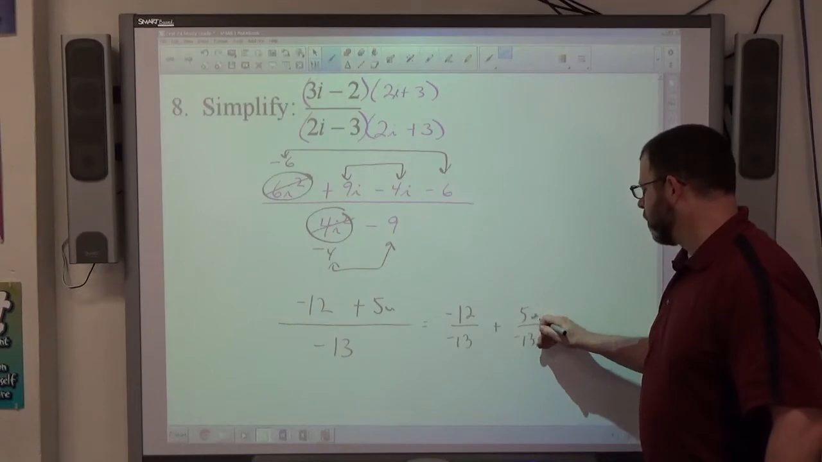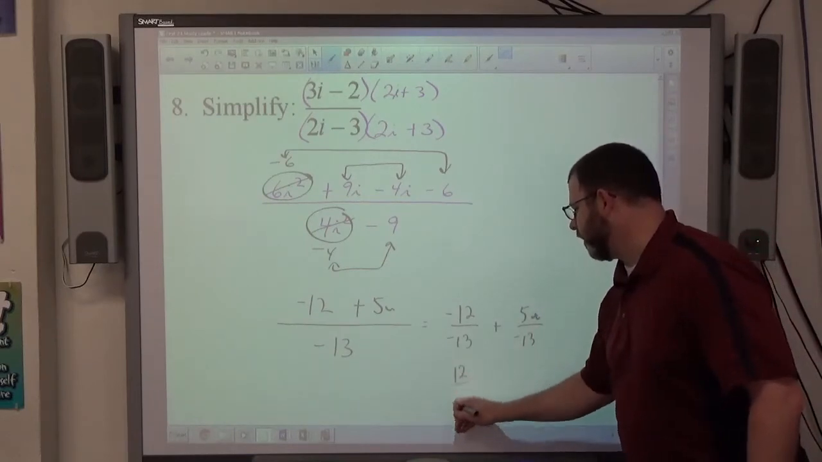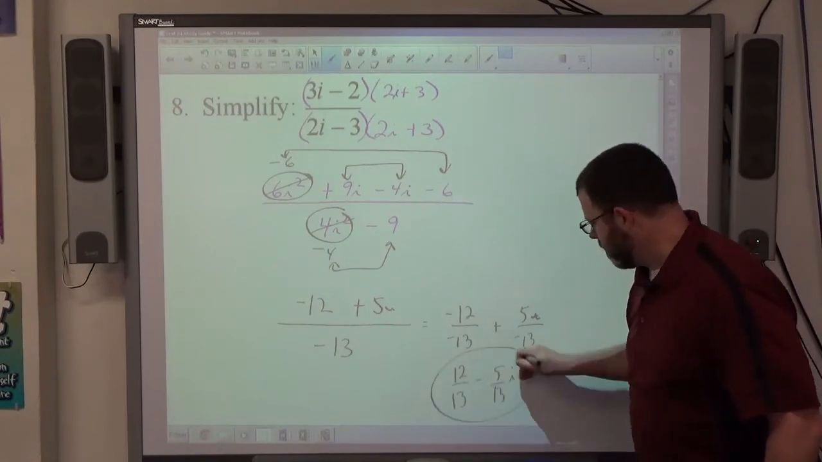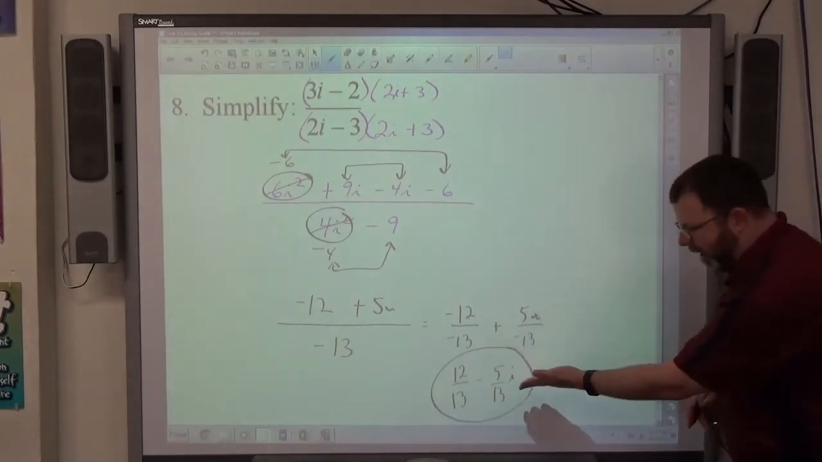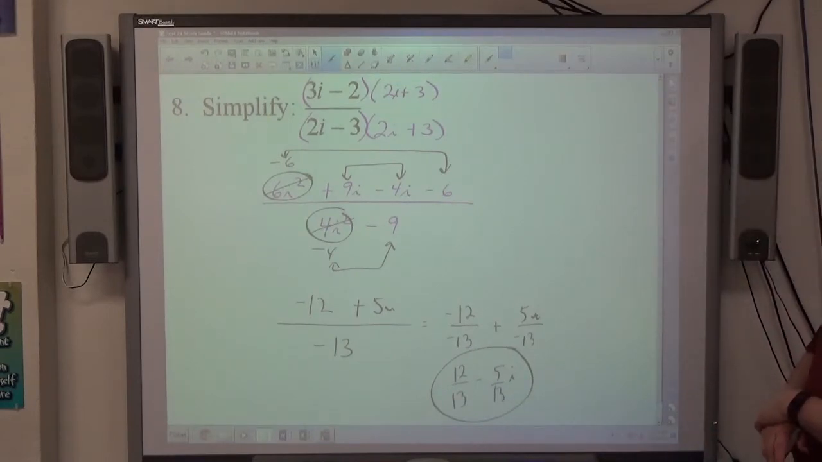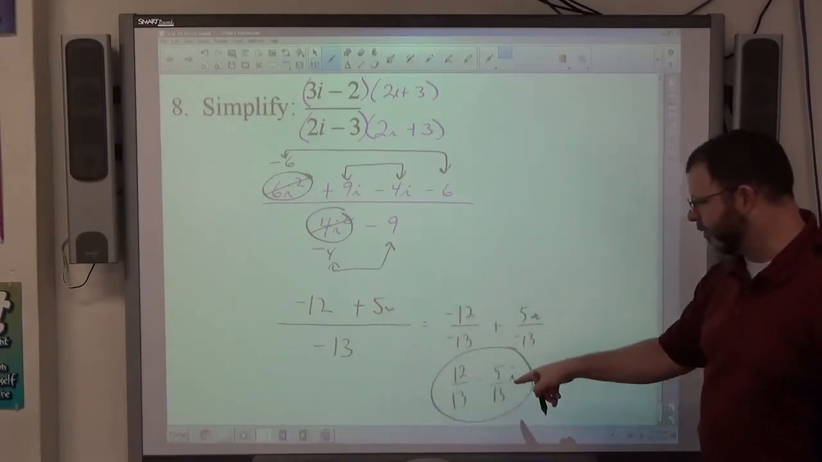If you want to write that prettier, that's positive 12 thirteenths minus 5 thirteenths i. Make sure the i looks like it's either right next to the fraction or on the top. Make sure it doesn't look like it's on the bottom. I would not count this wrong, but I prefer to get to this point here.